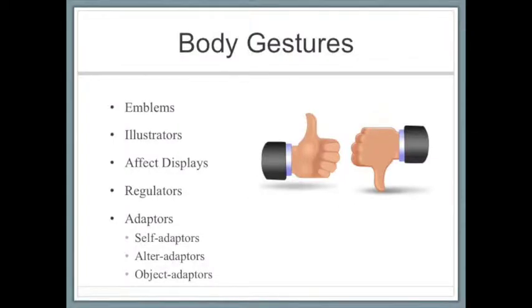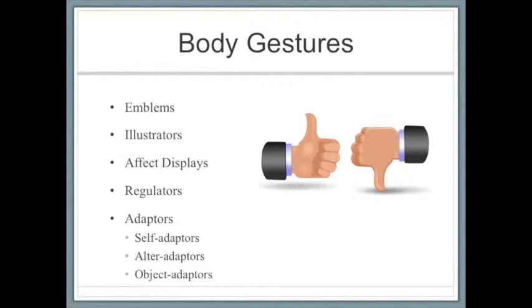The first has to do with body gestures. Okay, when we're talking about body gestures, we are talking about emblems, illustrators, effect displays, regulators, and adapters. Okay, and under adapters, there's three different subtypes of adapters. When we're talking about emblems, we are talking mainly about symbols, nonverbal messages that stand in place of verbal messages.